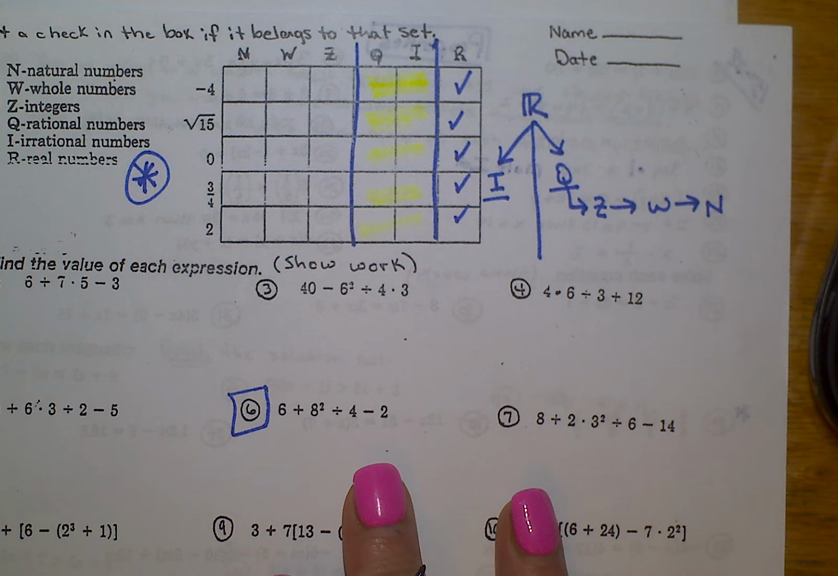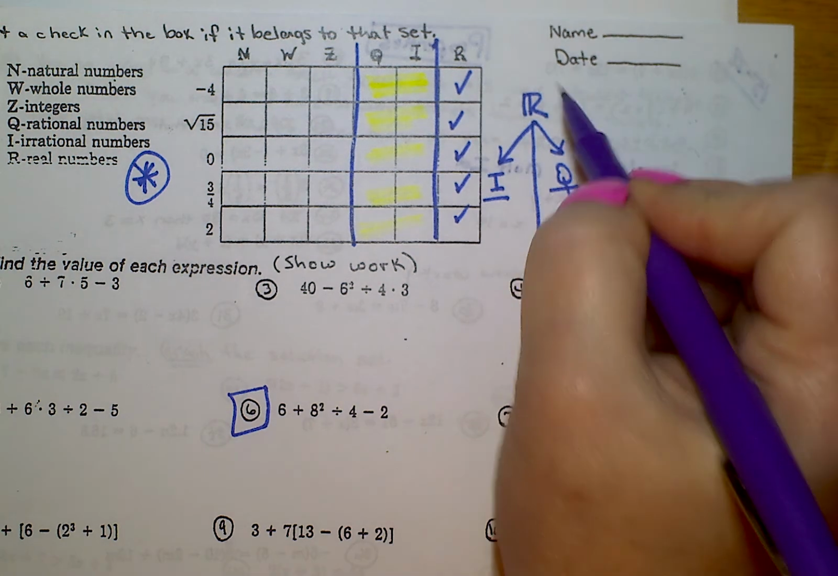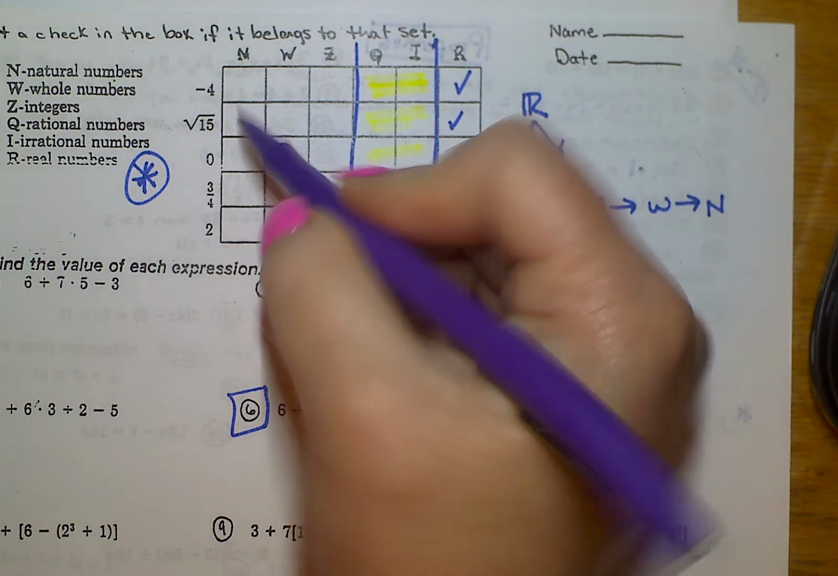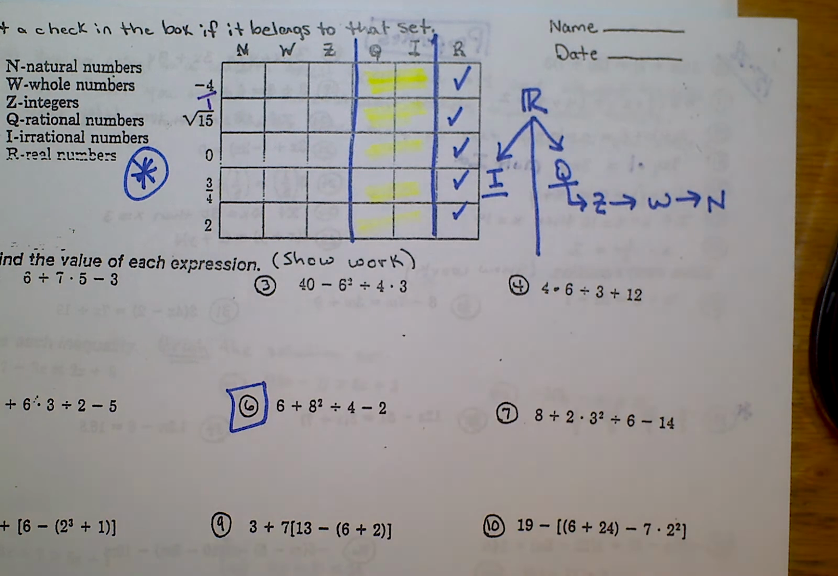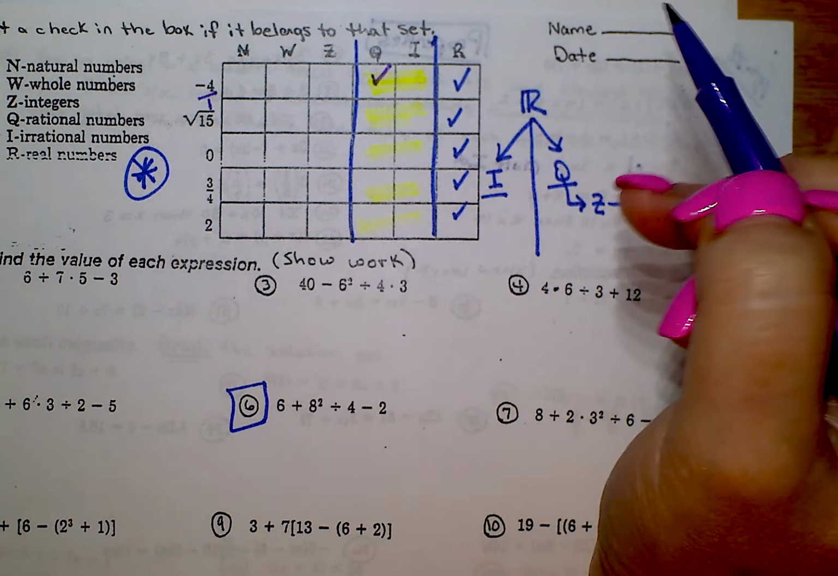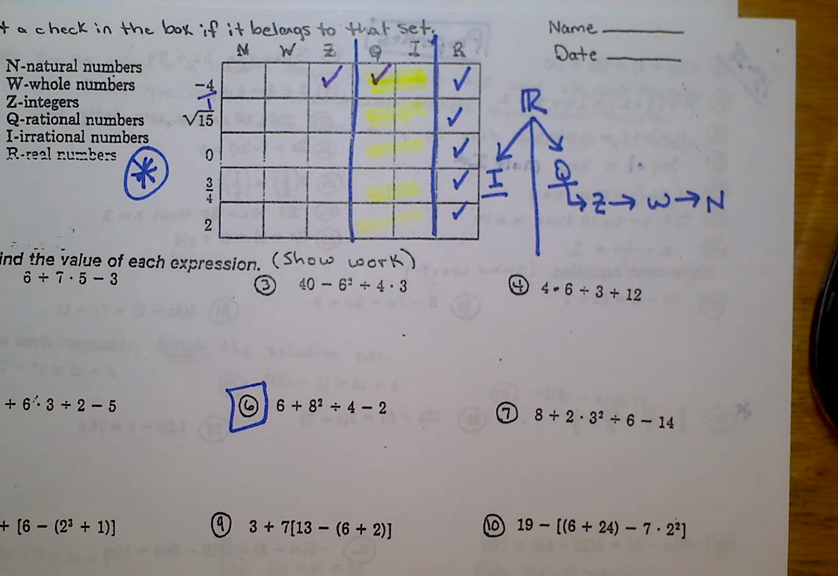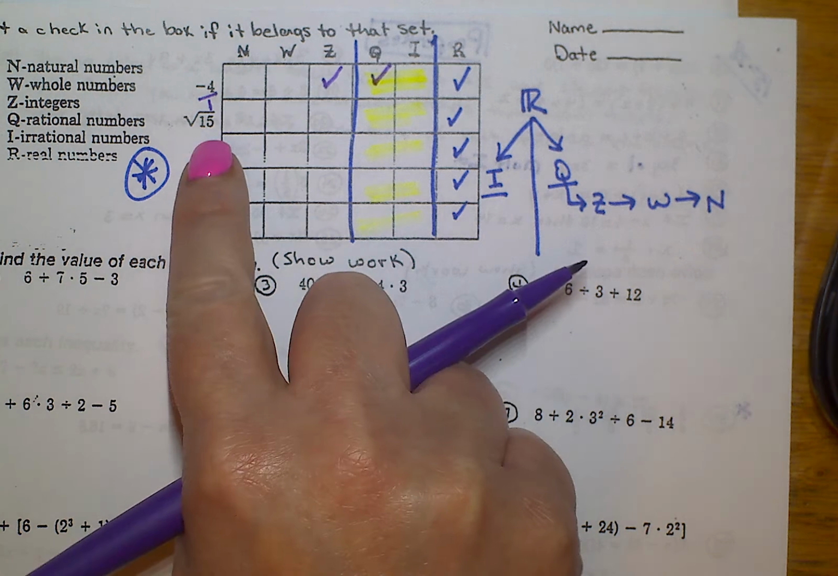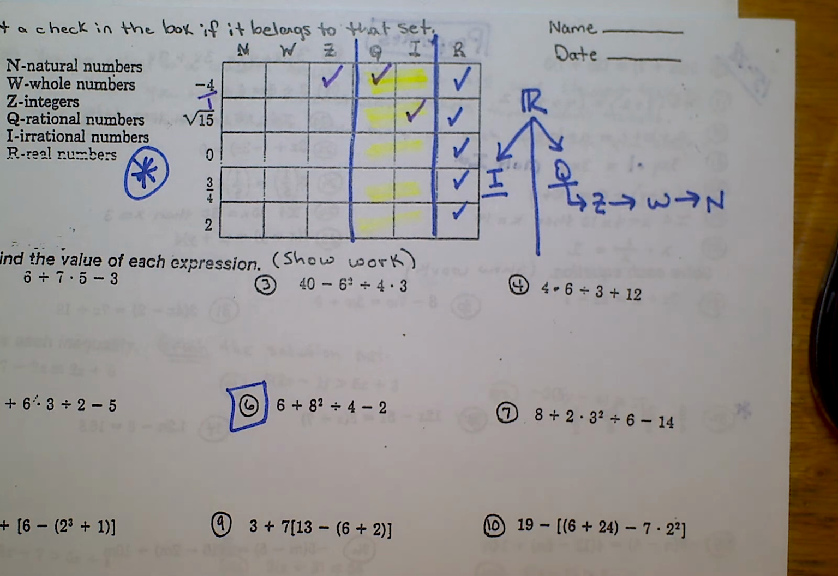Okay, so for -4, remember all those are real. That number can be written as a fraction by putting a 1 under it. So it would be rational. -4 would be an integer. It's not a whole number. Whole numbers do not include negatives. Square root of 15. You cannot write that as a fraction, so it is an irrational number.